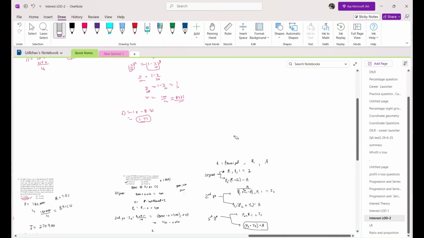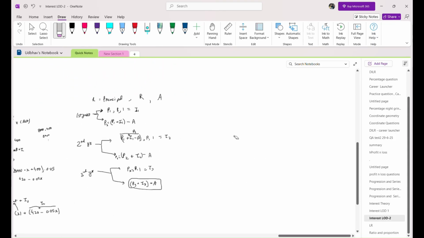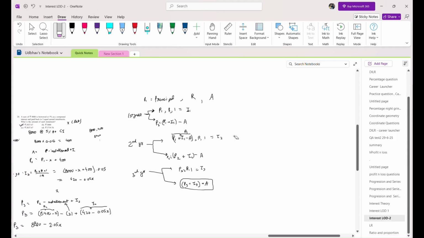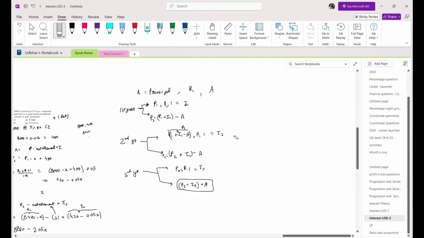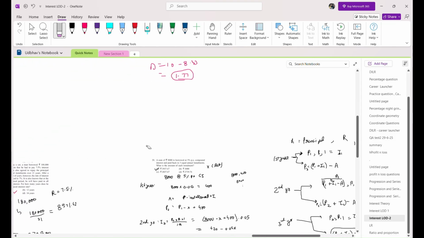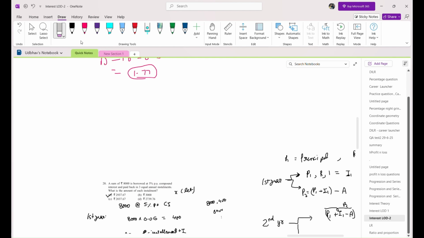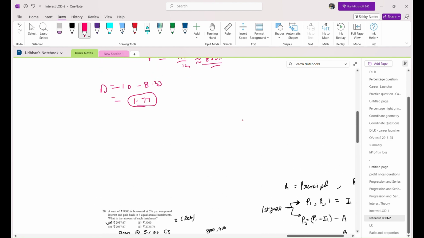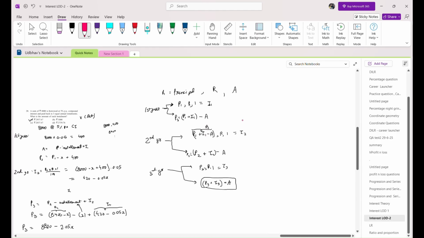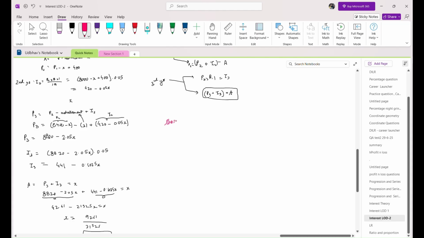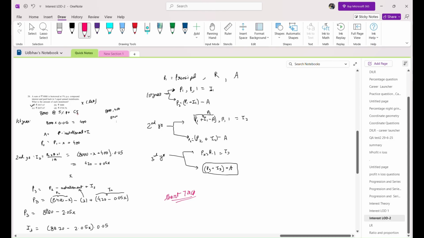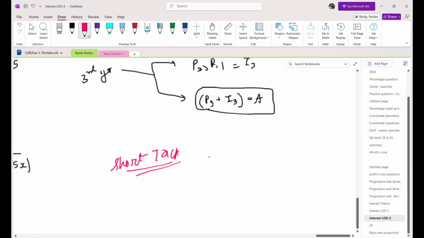It is important. Now I'm going to tell a short trick, and the short trick will make it pretty easy. Let's see. So the short trick works like this, you have to remember some things. I'll write it here. Short trick. In the short trick, we'll see the rate first, and we'll convert it into a fraction. What is the rate? 5% per annum.